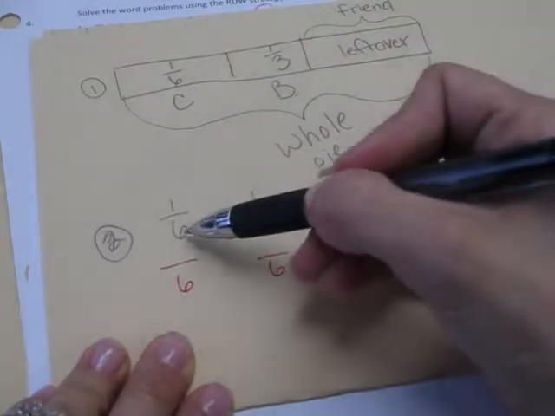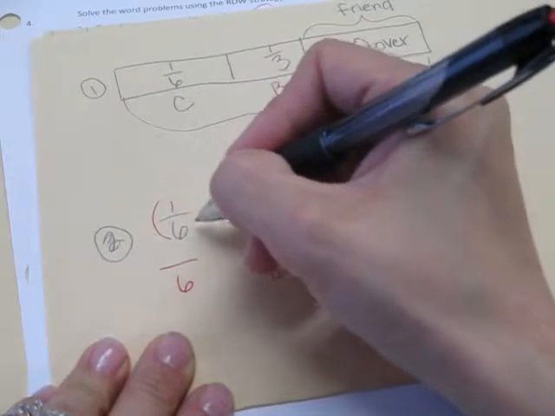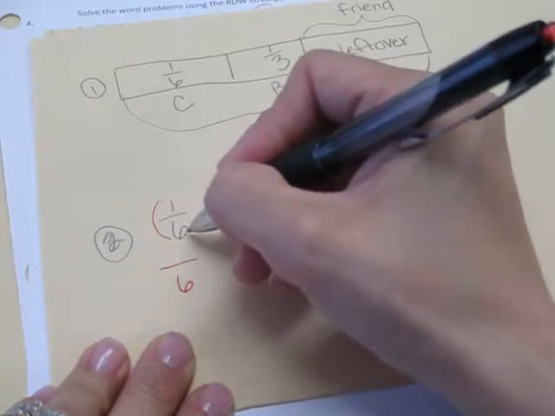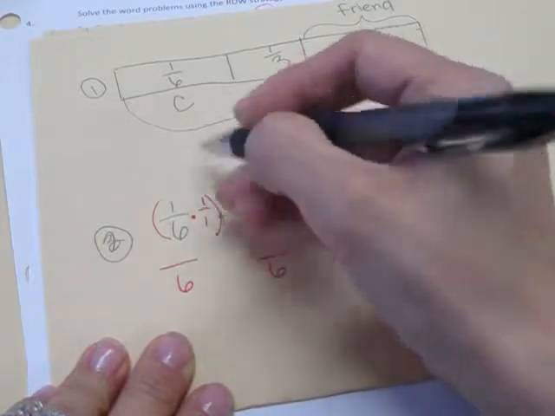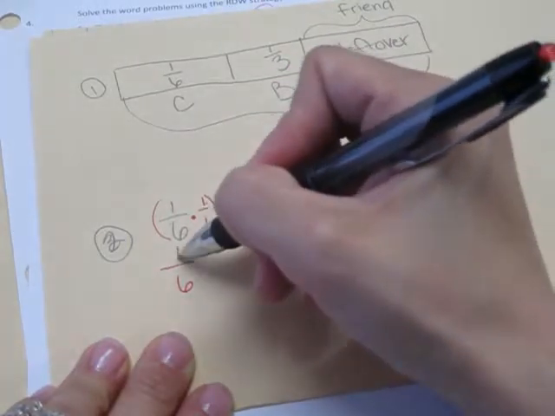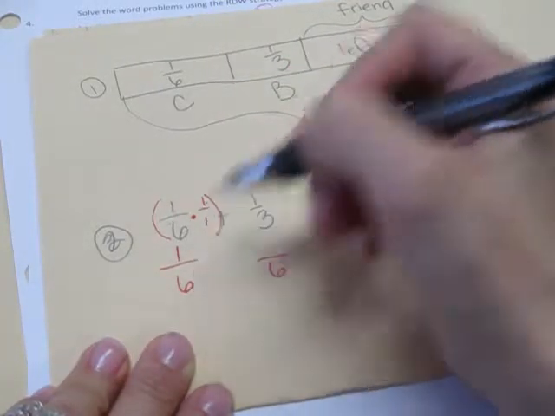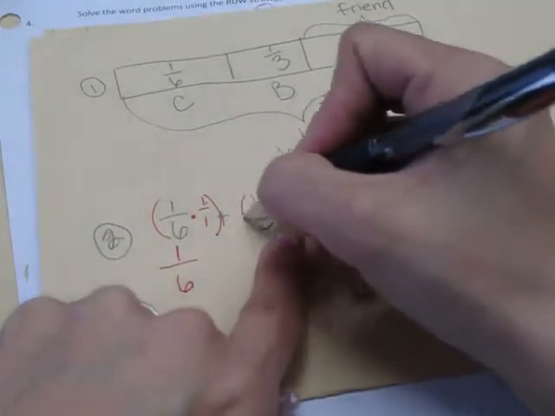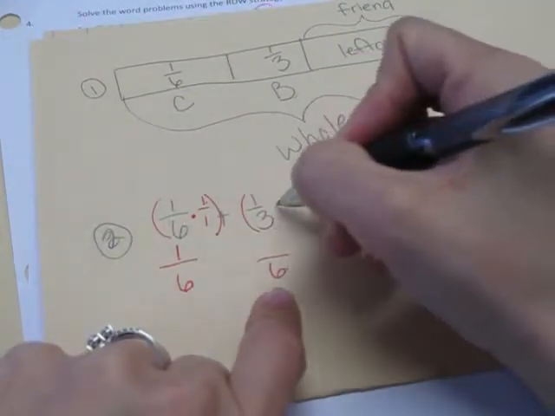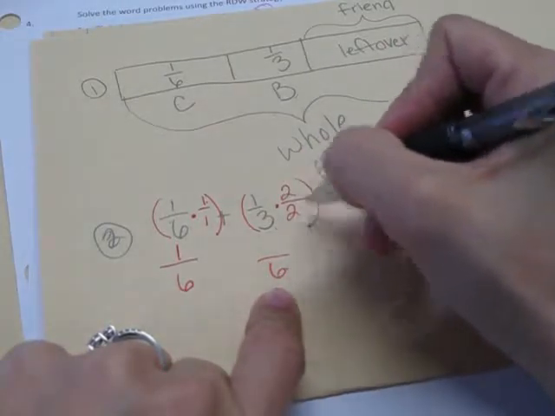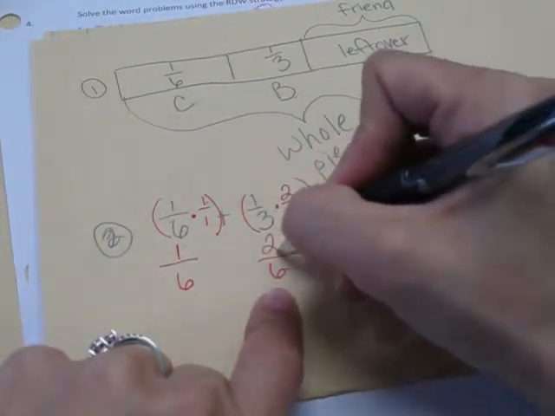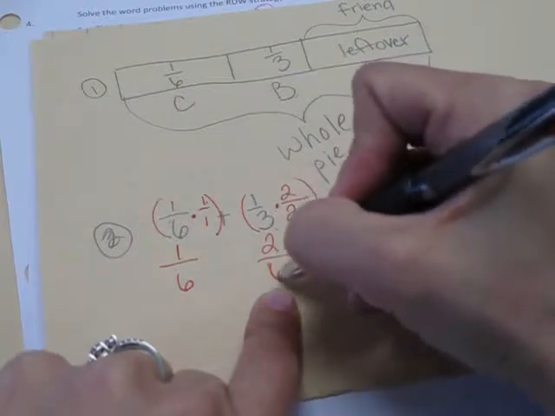So I have to ask myself, okay, what am I going to multiply 1/6 by so that my denominator stays a 6? That would be 1. So 1 times 1 is 1. 6 times 1 is 6. What am I going to multiply 3 by to get 6? That means I would multiply it by 2, so I have to have 2 over 2. 1 times 2 is 2. 3 times 2 is my 6.